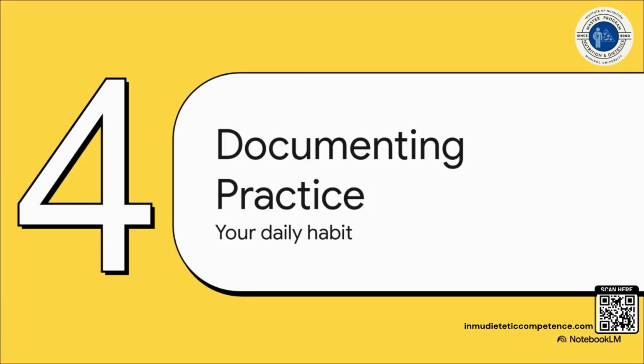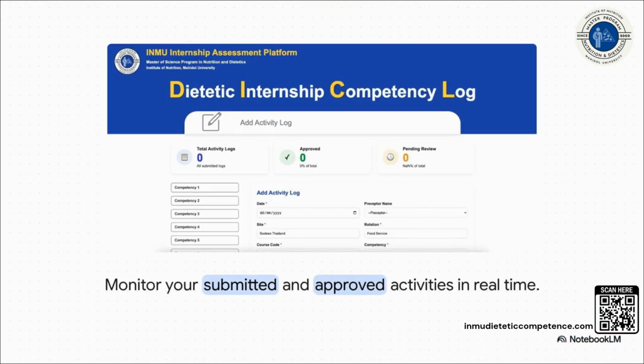All right, let's get into the day-to-day stuff. Section 4, documenting your daily practice. When you pull up the activity log, direct your eyes right to the top of the screen. See those? Those are your real-time status trackers. You can instantly see your total activity log submitted on the left. In the middle, that green check mark tells you exactly how many logs your preceptor has already approved. And on the right, you see what's pending review. Honestly, it takes the guesswork completely out of wondering where you stand with your evaluations.